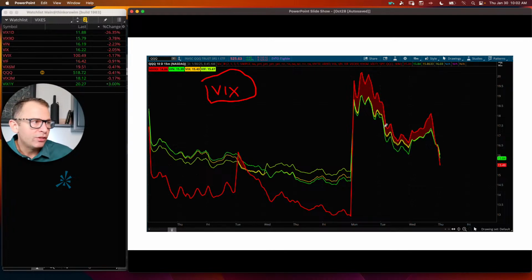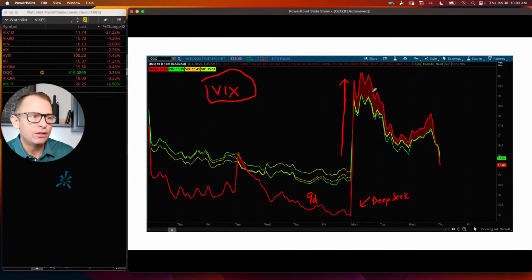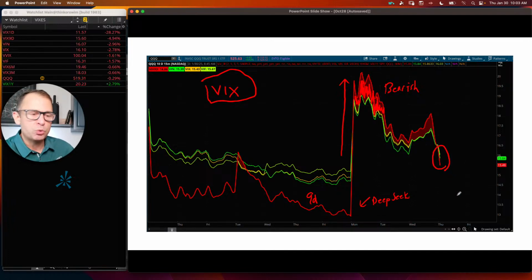So what do we have here? The VIX is going to be the yellow line. The VIX 9D is going to be the red line. DeepSeek was over the weekend. Volatility shot up. Now, what ended up happening is the VIX 9-day got considerably higher than the 23-day, the 30-day, the 37-day. Historically, this is very, very bearish. But as the market dissected the DeepSeek news, that VIX 9D today is finally trading under the 23, the 30, and the 37.